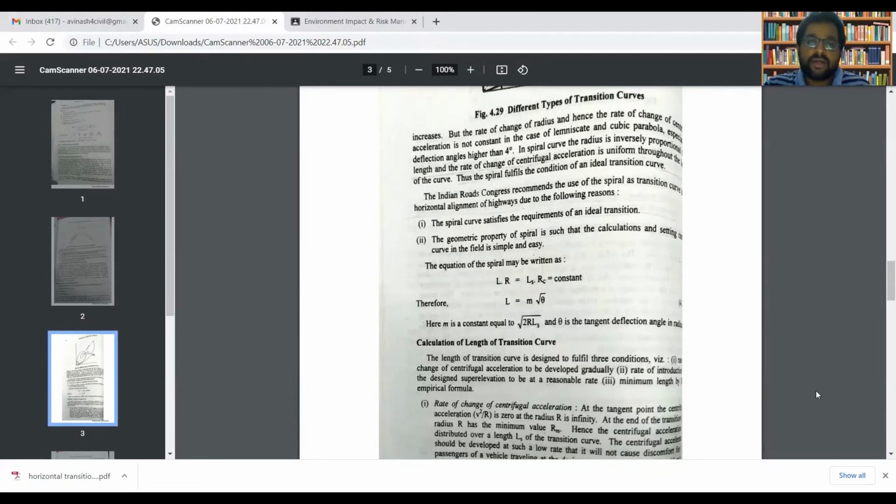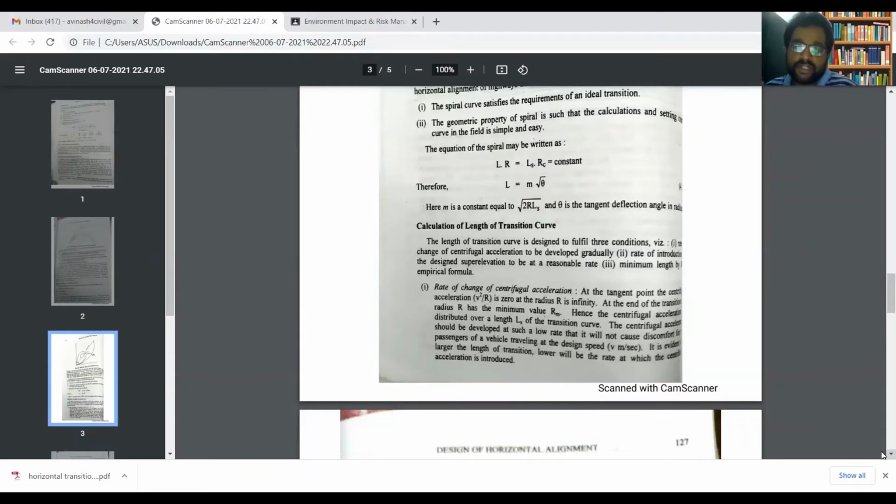Now let us calculate the length of transition curve. We are calculating the length of the transition curve in order to fulfill three conditions. What are the conditions fulfilled by the length of transition curve? First one is the rate of change of centrifugal acceleration needs to be developed gradually. There should be a very gradual development of the rate of change of centrifugal acceleration. Next one is the rate of introduction of designed super elevation should be at a desired reasonable rate. And third one is the minimum length by the empirical formula.